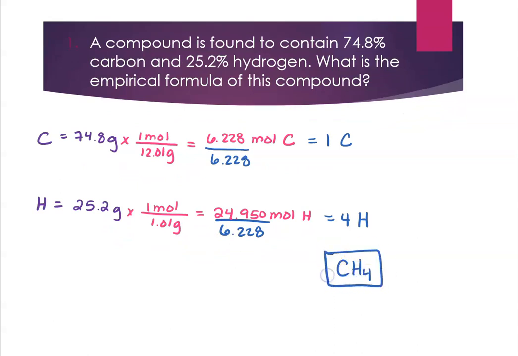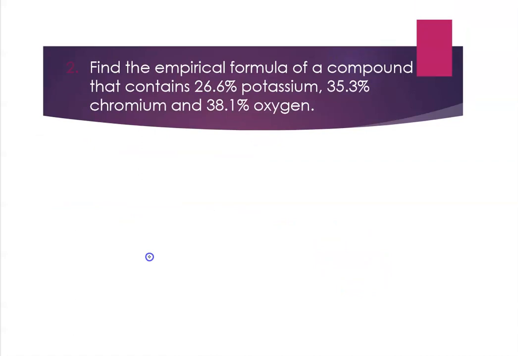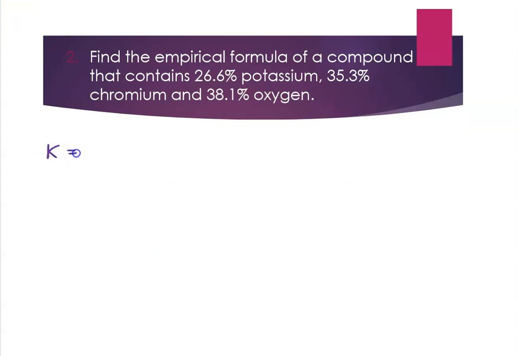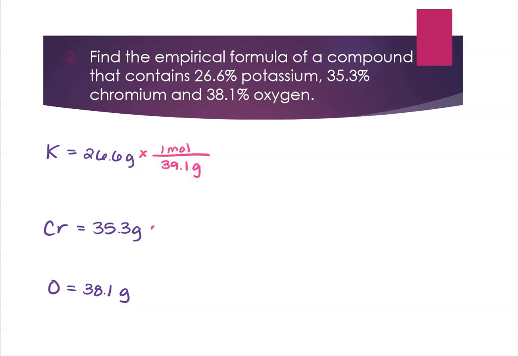All right, let's do another. Here I have a compound that contains potassium, chromium, and oxygen. All right, so my potassium, I have 26.6%, so I have 26.6 grams. Chromium is Cr. I have 35.3%, so that's 35.3 grams. And oxygen is 38.1%, so 38.1 grams. All right, so now I divide each one by the molar mass. So potassium is 39.1, chromium is 52, and oxygen is 16.